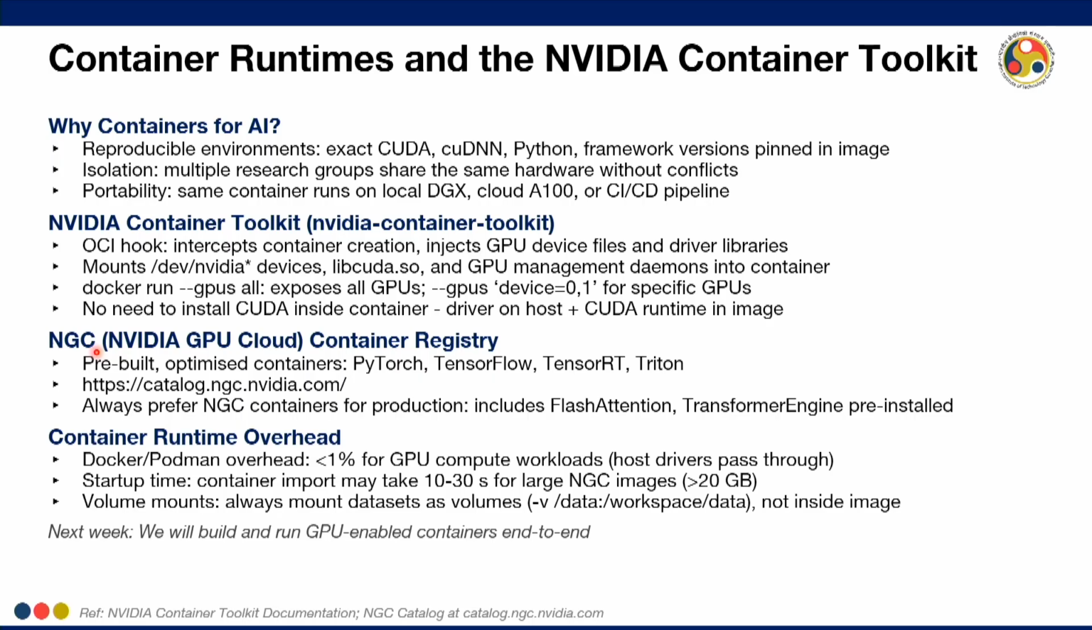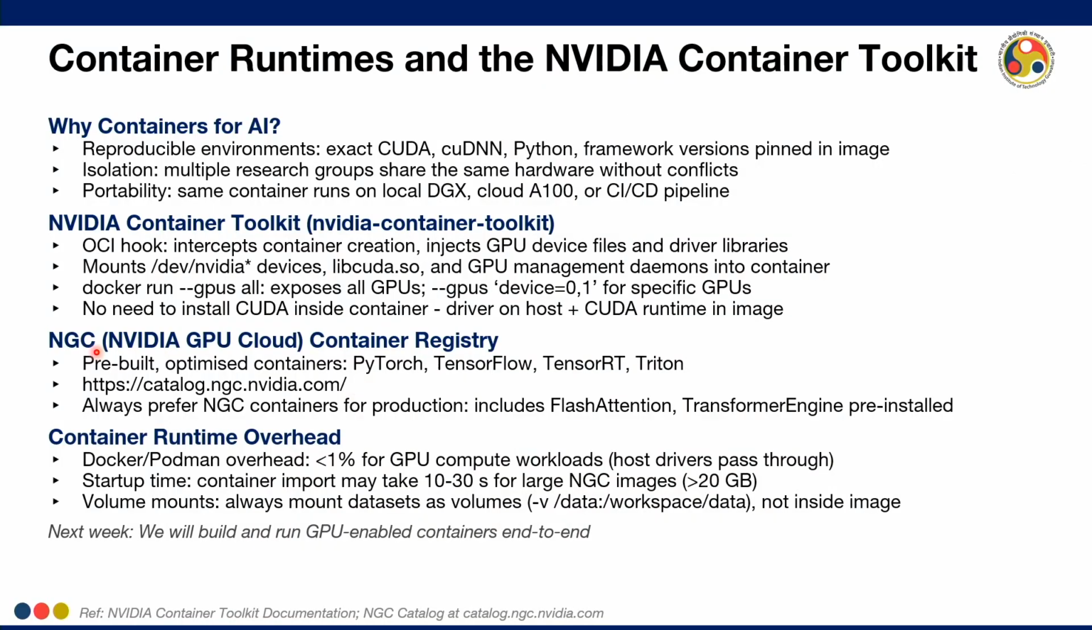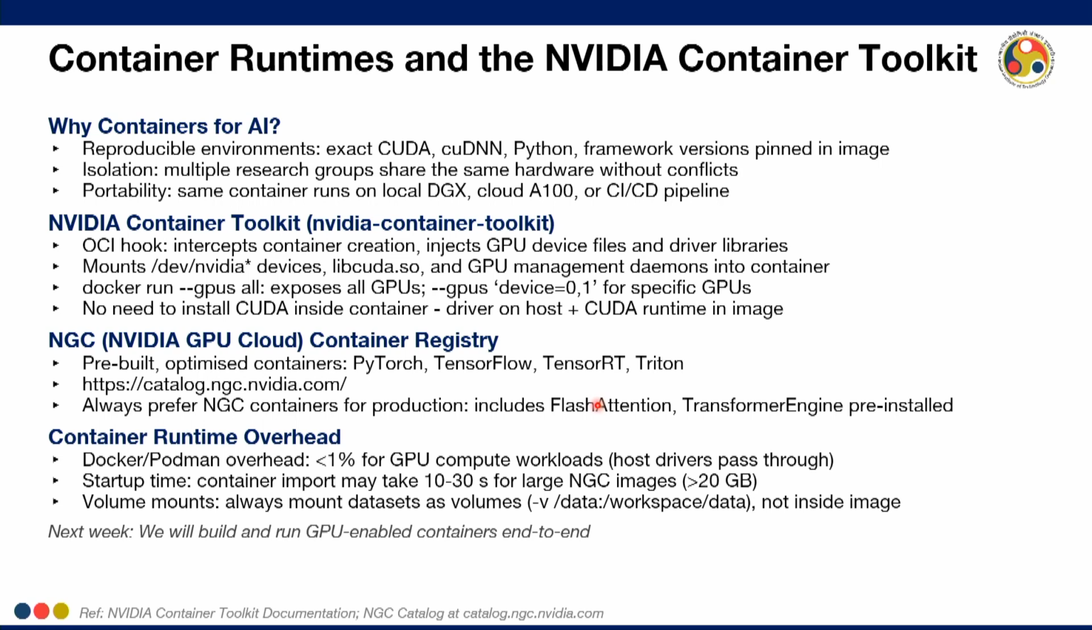If you see this NGC, which is the NVIDIA GPU Cloud container registry, you will see that pre-built, already optimized containers are available for frameworks like PyTorch, TensorFlow, TensorRT, Triton, and so forth. You can go to this catalog, see what containers are available, and based on your requirements take those containers. We usually prefer these NGC containers because they are already benchmarked and include flash attention and the transformer engines, pre-installed within these containers from this registry.